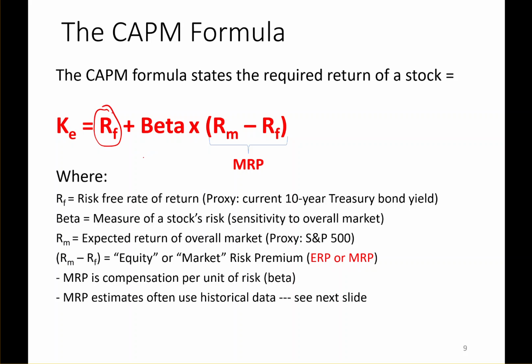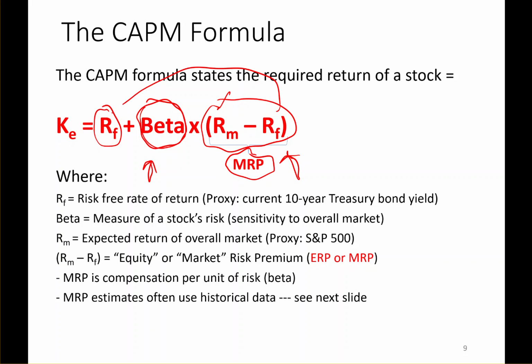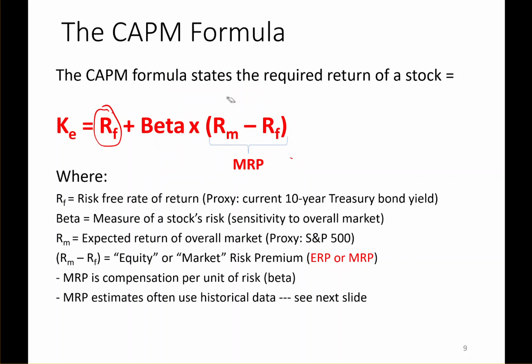Now, the compensation for risk is going to be the amount of risk, or the measure of risk, beta, times the compensation per unit of risk. So it's my amount of risk, beta, times the compensation per unit of risk. It's called the market risk premium, which is the difference between the expected return on the total market minus that risk-free rate from over here. So this is the CAPM formula.